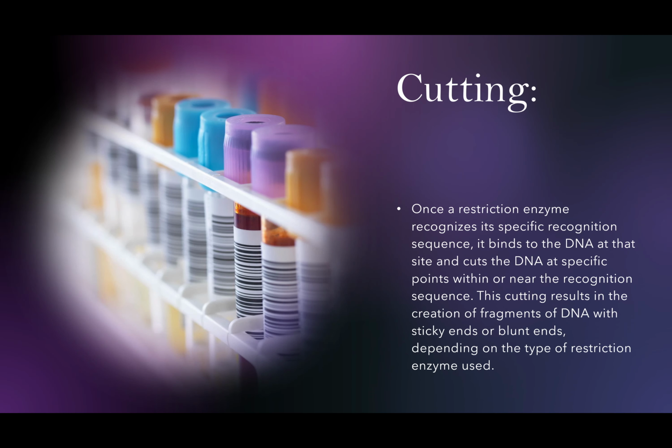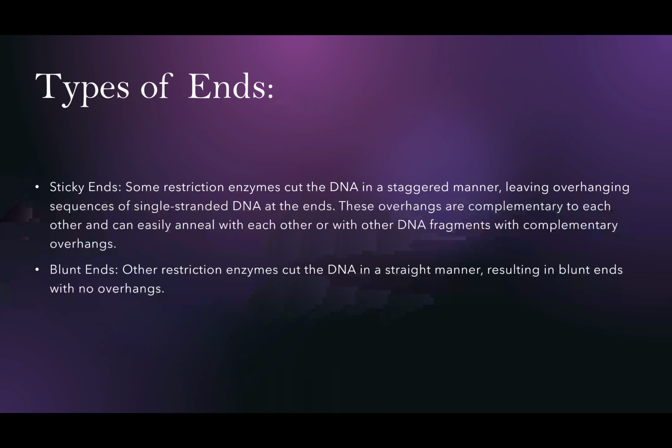So the cutting specifically now: once a restriction enzyme recognizes its specific recognition sequence, it will bind to the DNA there, and it will either cut near or within the site itself. And it would either cut in what we call a zigzag pattern, to create sticky ends, or what we call a blunt end, a straight line to create a blunt end. What's happening here now?